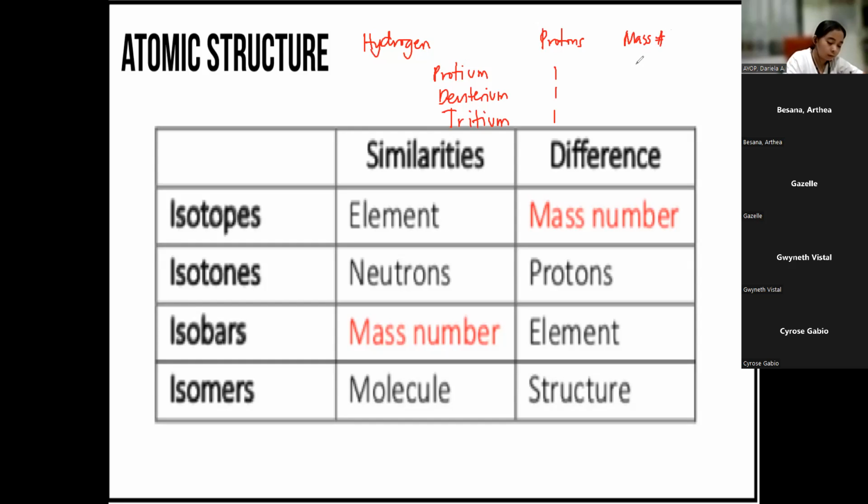Bakit? Yung atomic mass ng protium ay 1. Ito naman 2 and ito 3. Bakit? Kasi magkaiba sila ng number of neutrons. Okay? As is kasi yung protons nila. Pero si protium kasi wala siyang neutron. Kaya yung mass number niya remains 1.